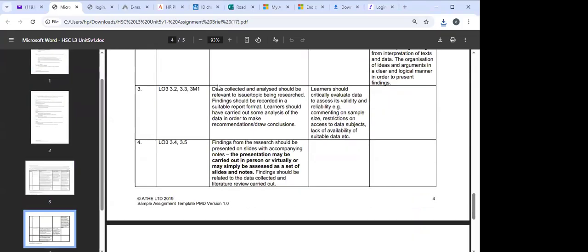Today we're going to look into LO3. See the attendance.